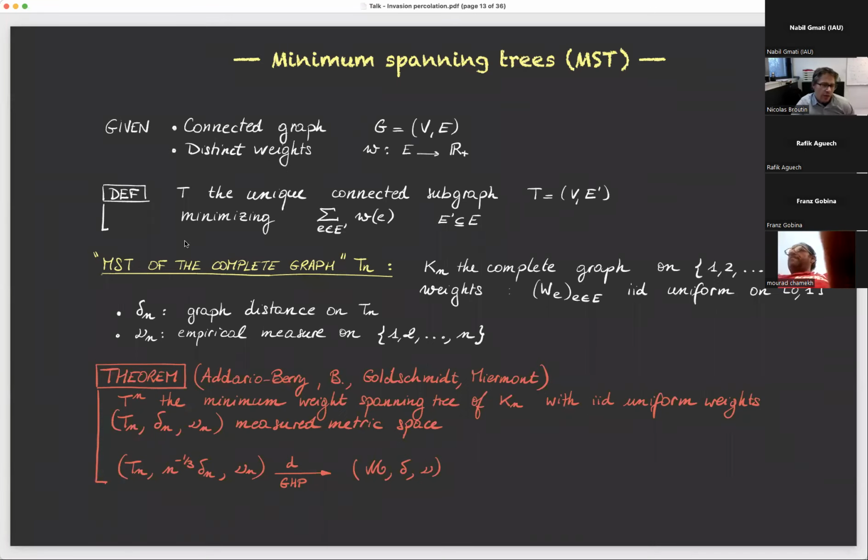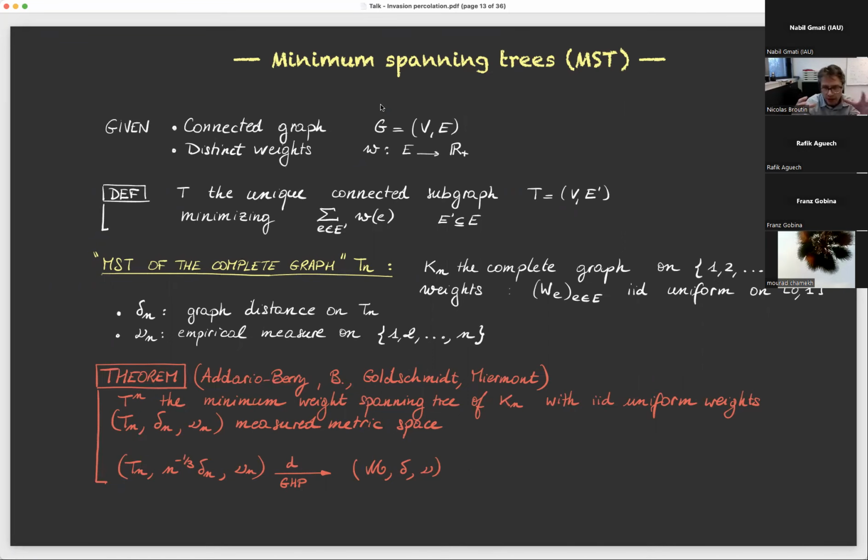It actually turns out that the scaling limit for the minimum spanning tree is already known. We've done it with Louigi Addario-Berry, Christina Goldschmidt, and Grégory Miermont. A couple of years ago, we proved that if you take a complete graph, put uniform weights on the edges, construct the minimum spanning tree, and then forget the weights, you just look at the tree. You use the weights to construct the tree, and then you forget about the weights.